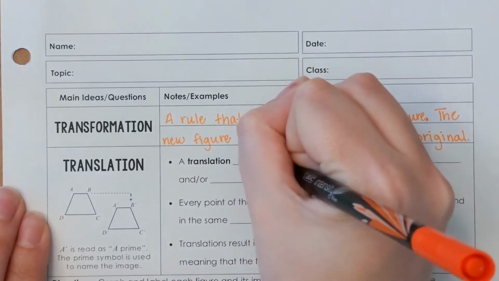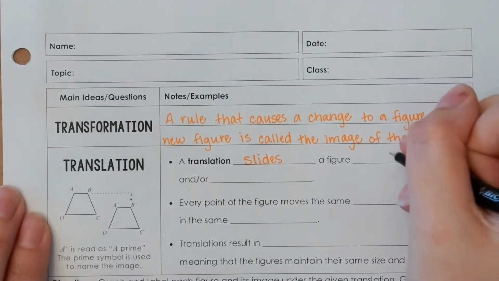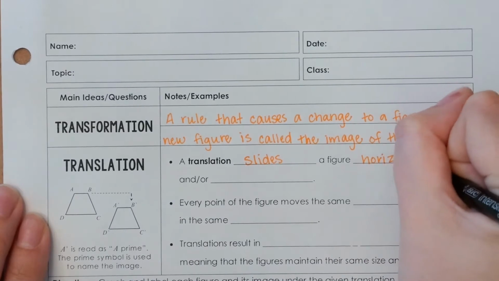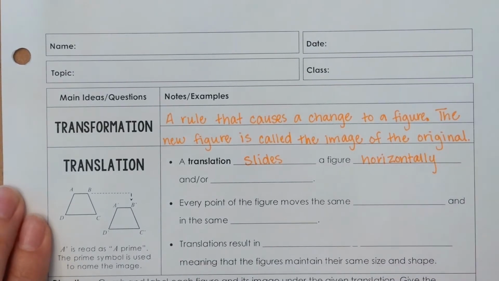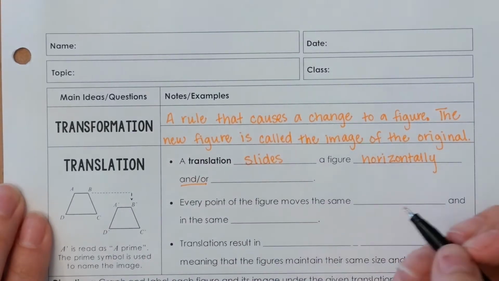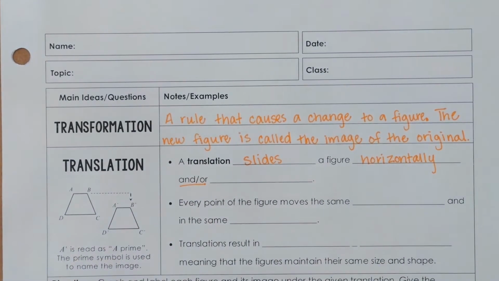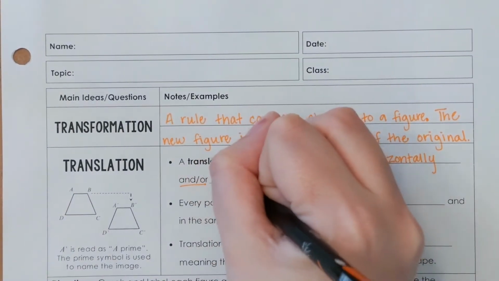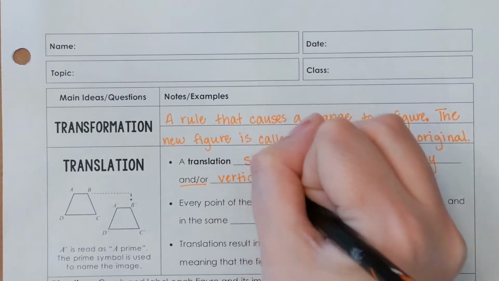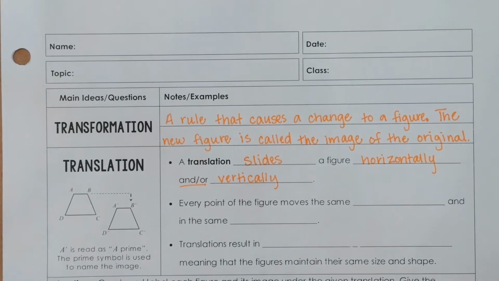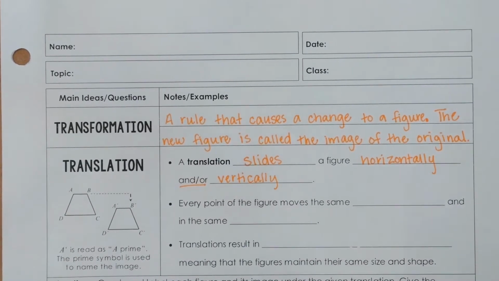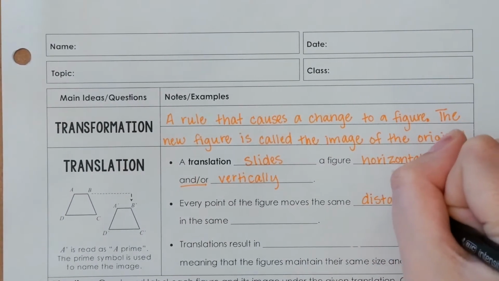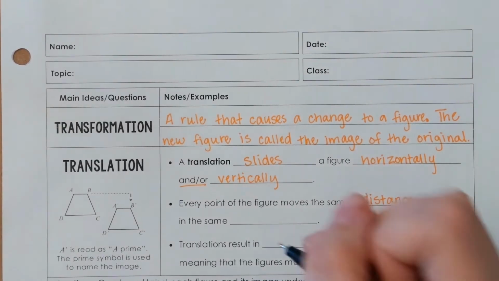A translation slides a figure horizontally, and I would underline that, it could be both. It could do 2 different slides. So it could go horizontally and or vertically. Every point of the figure moves the same distance and in the same direction.